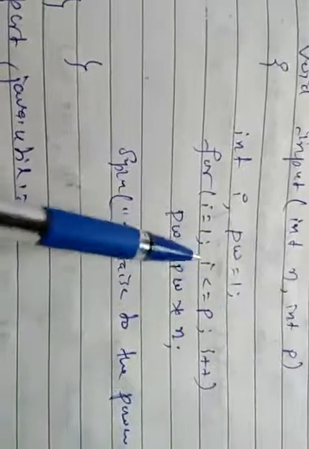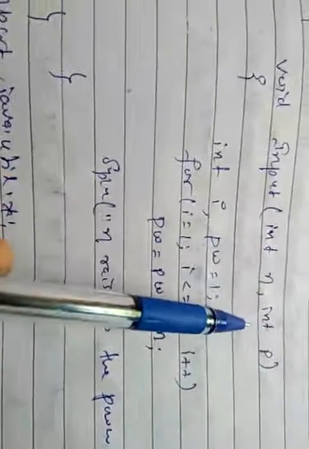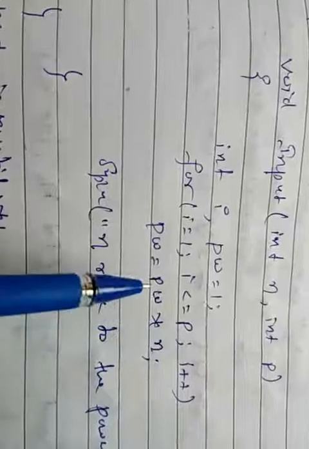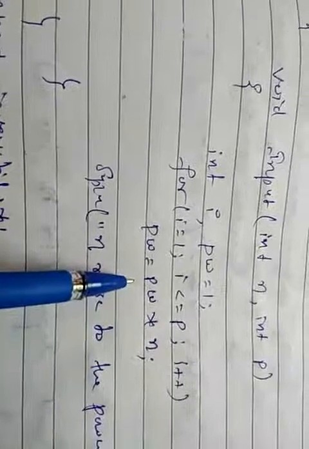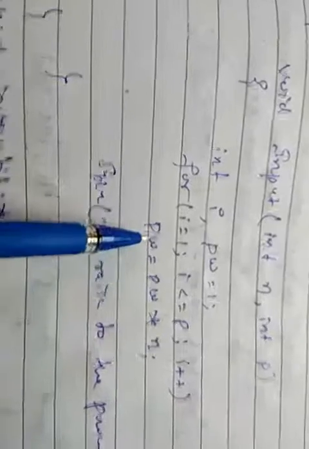of n. So first, suppose the value of p is 2 and the value of n is 2. So 2 to the power of 2, the answer should be 4. When the loop is executed one time, 1 into 2, the value of pw will be 2. And in the next round, because this will execute 2 times, the current value of pw is 2, 2 into 2, and the final pw will be 4. And this will exit from the loop, and we are printing here n raised to the power of pw.